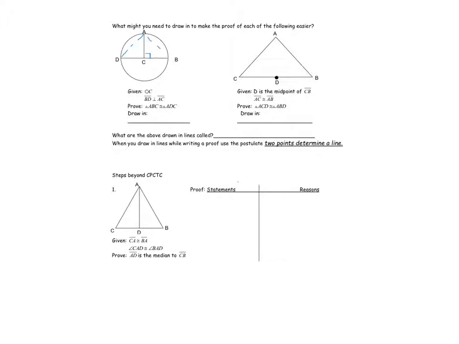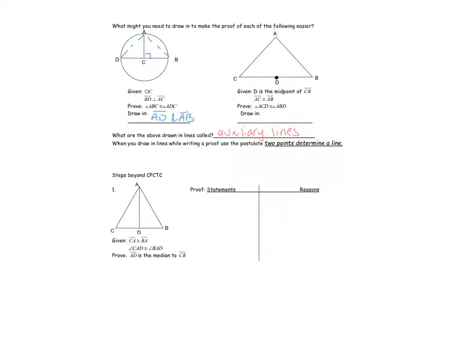You are actually going to be allowed to do this. So for this first one, we would want to draw in segment AD and segment AB. And those lines, when you have to draw them in yourself, are called auxiliary lines. Basically, they're lines that you can draw in to help make your proof easier.